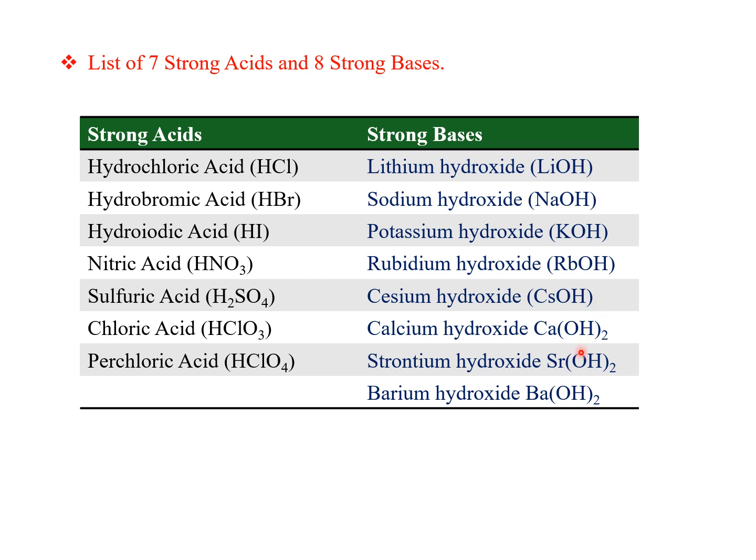In group 2, the first elements, beryllium and magnesium hydroxides, are weak. But starting with calcium, they are strong bases. Calcium hydroxide, strontium hydroxide and barium hydroxide are the other 3 strong bases on this list. That's how we get 8 strong bases. All the other bases are weak. For example, ammonia and pyridine are 2 weak bases. And for the weak acids, HF, hydrofluoric acid, and acetic acid, CH3COOH, they are all weak acids.